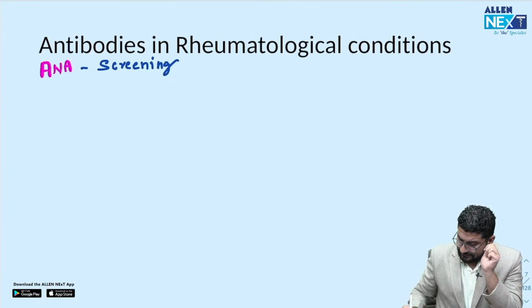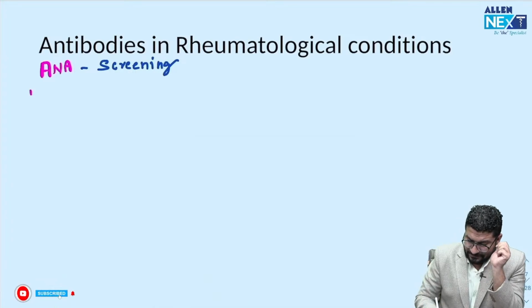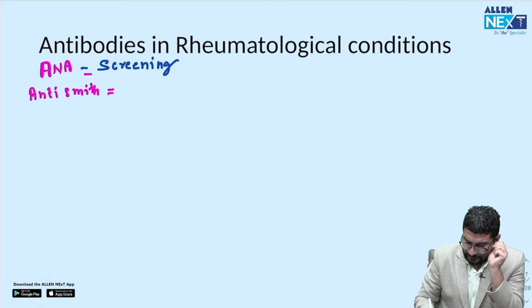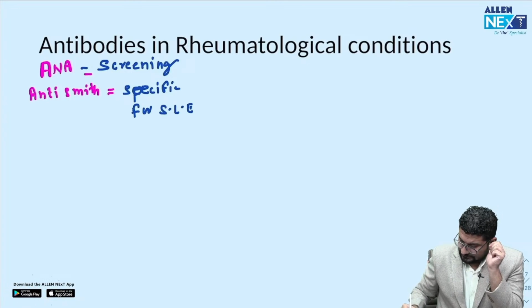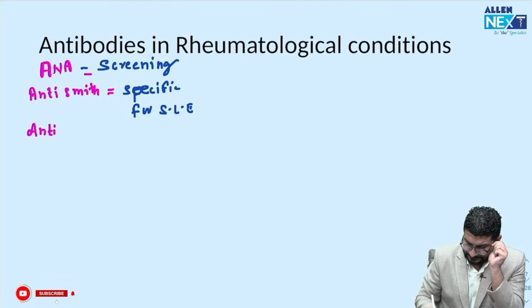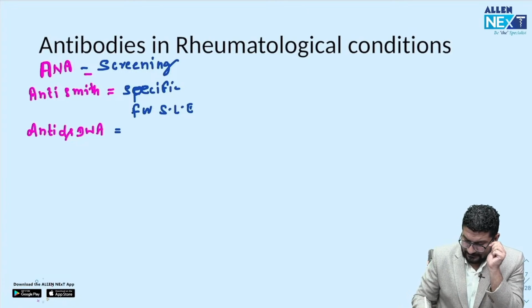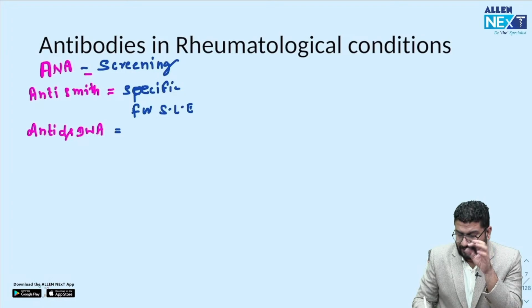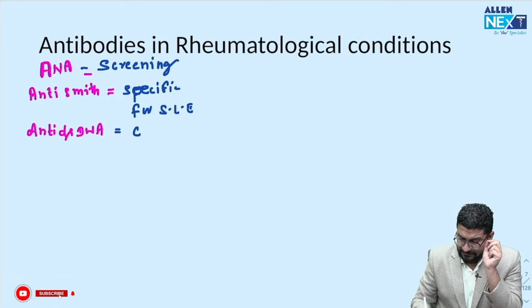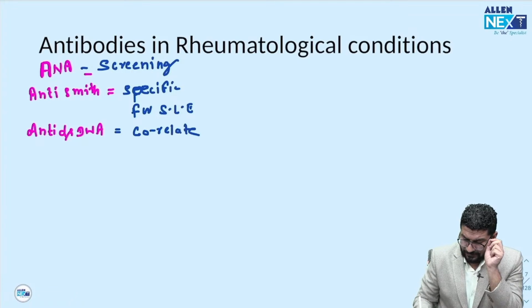Then they ask you questions on specific antibodies. So what is the list of specific antibodies? Understand, anti-Smith. Anti-Smith is the most specific, specific for SLE. Then we have anti-dsDNA. Anti-dsDNA is also a specific antibody, but it is not as specific as anti-Smith. This is actually an antibody which can correlate with activity. Correlate with activity means this will decide prognosis of the disease.